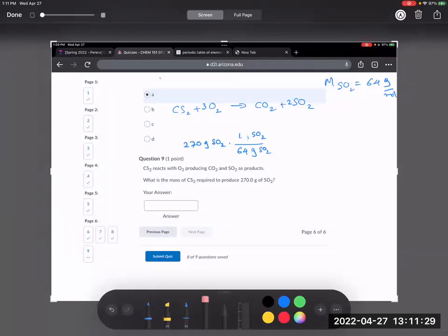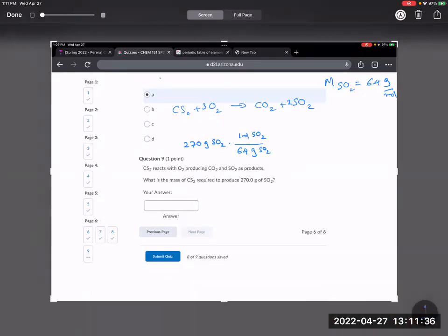1 mole of SO2 has a mass of 64 grams. So I'm going to have that here. I wrote the 64 grams in the denominator so that I can cancel out the grams in the numerator of 270 grams.